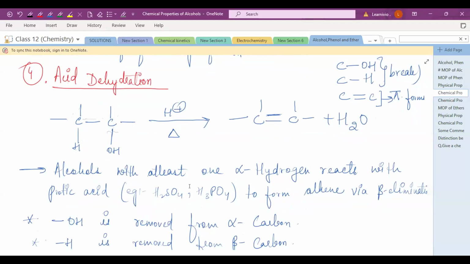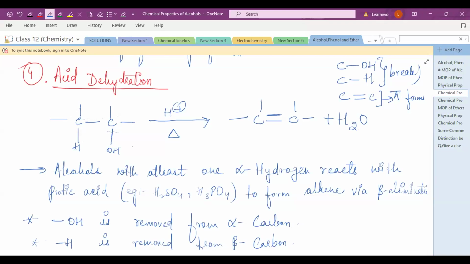So let's understand it step by step. What is acid dehydration? Acid dehydration means in the presence of acid, dehydration occurs. Water will be removed. So what happens in this reaction? What is the condition for this reaction? Alcohol with at least one alpha hydrogen. The alcohol should have at least one alpha hydrogen.